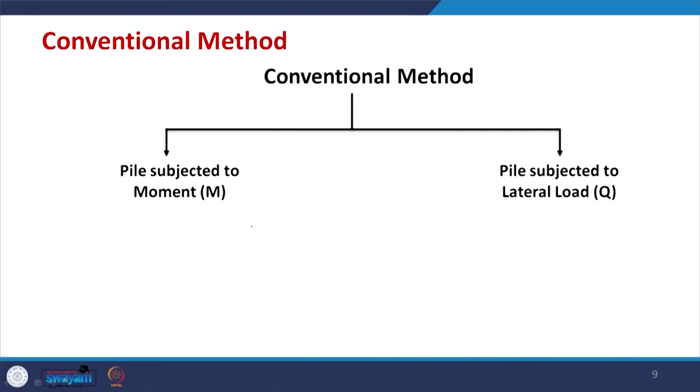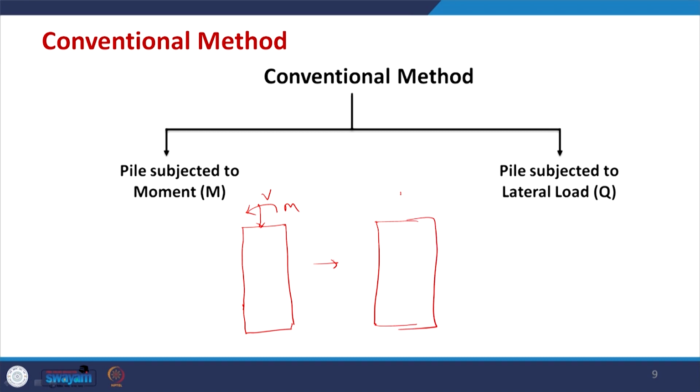So, if you recall, we have already discussed this in the case of shallow foundations, but for piles the same thing will be applicable. So, let us say this is a pile, and if I apply a central vertical load V and a moment M, this can be replaced simply by a vertical load acting at an eccentricity e from the central line.